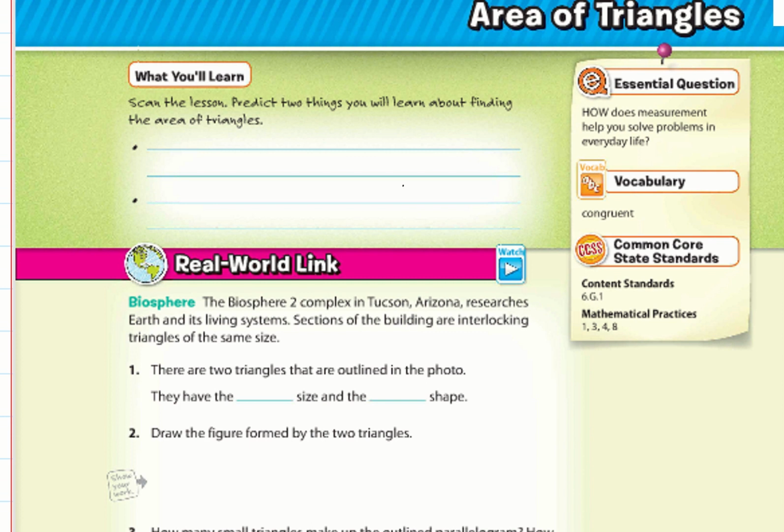So scan the lesson, predict two things. We're going to find the area of a triangle, and we're also going to find the missing dimensions.